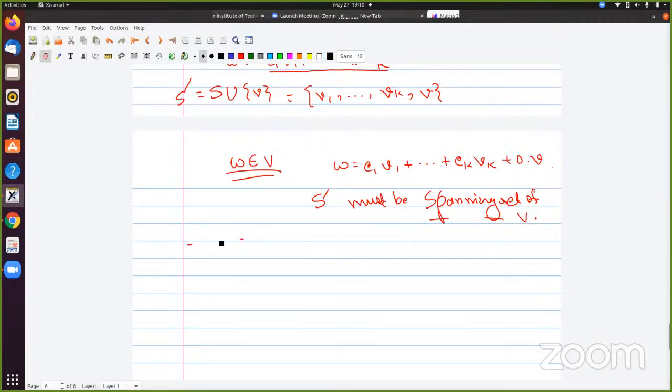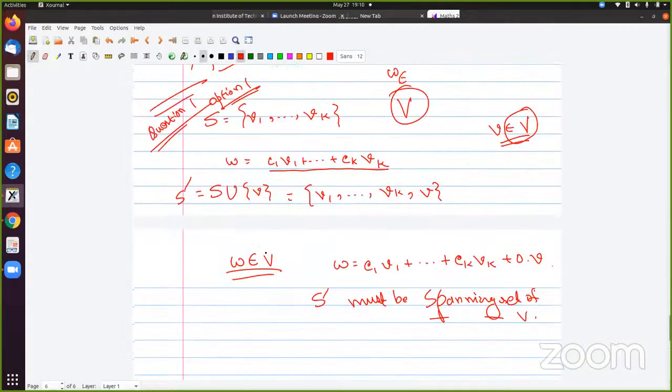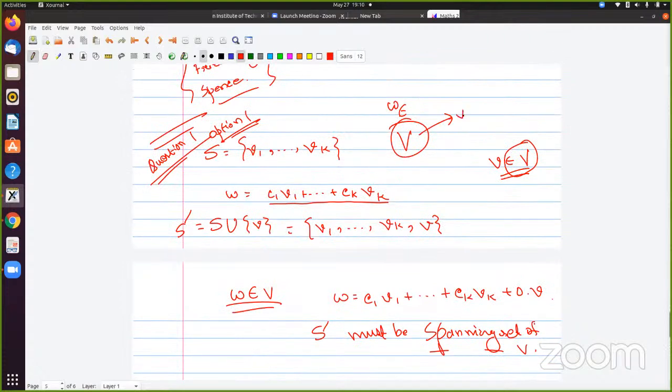V is the total vector space. S is a subset of that. So V is the vector space. I am taking a subset S, consisting of any k vectors, collecting some vectors from V, and creating this set. Which spans V, that is given. Which spans V means you take any element of V, you can write it as a linear combination of elements of S. That is given. That is what I have written here.